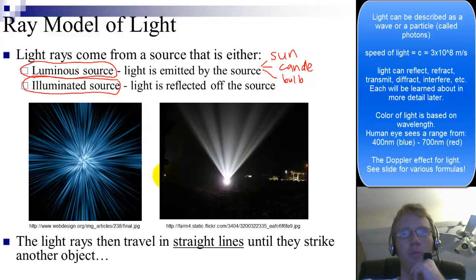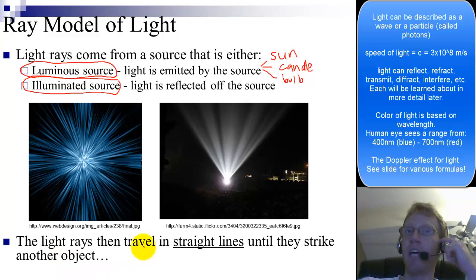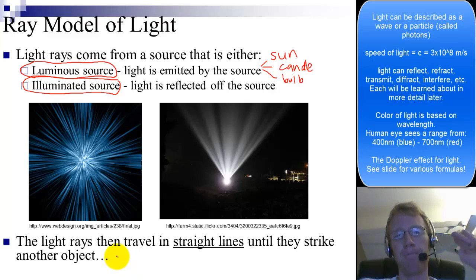Here are just two fun pictures that help you visualize light as a ray. If you are thinking of light as a ray, then it's going to travel in a straight line until it strikes another object. Not to confuse you, but later on, when we treat light as a wave, it may not always travel in straight lines, but when you're thinking of it as a ray, as a particle, it's going to travel in a straight line.